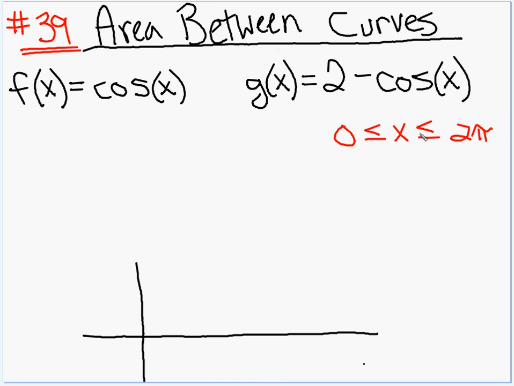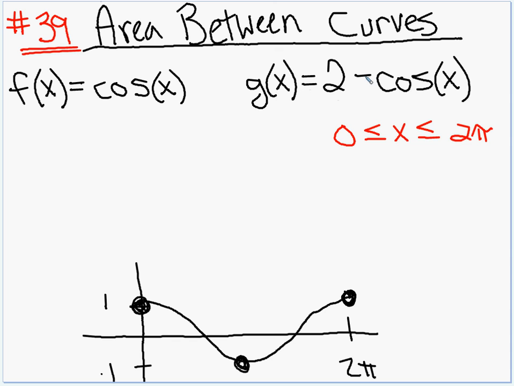So cos x from 0 to 2 pi. Remember, cos starts at a peak at 1. It ends at a peak at 1. And it's going to have a valley down here at -1. So it's going to look a little something like this.